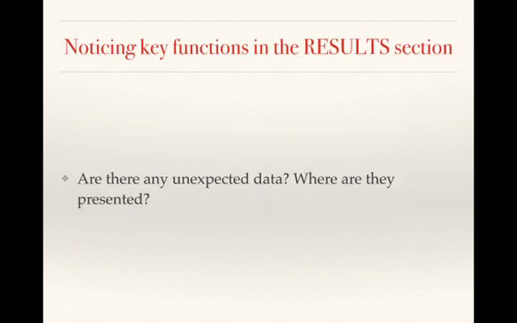Regarding the next question, are there any unexpected data? Where are they presented? Usually scientists first refer to the expected data and then also refer to unexpected data. A favorite expression they use in the beginning of a sentence tends to be "not unexpectedly, we found that" or "it was found that."